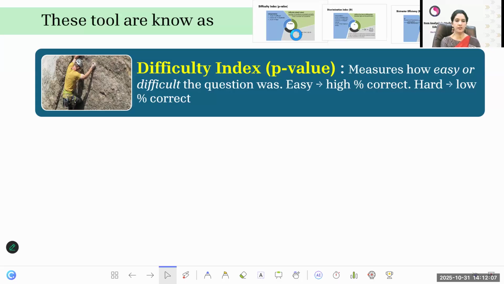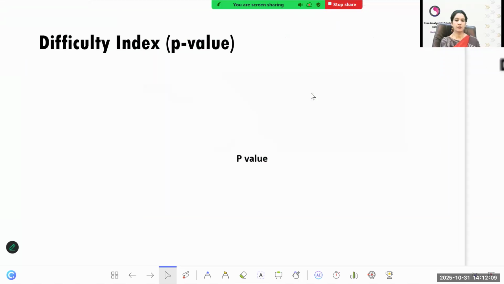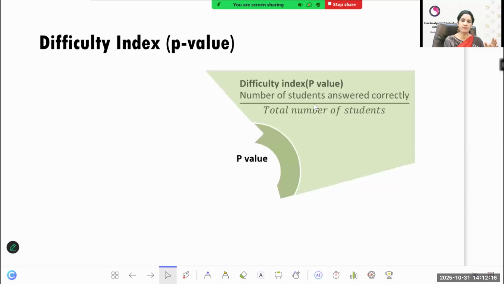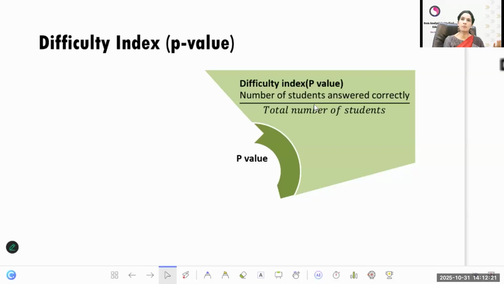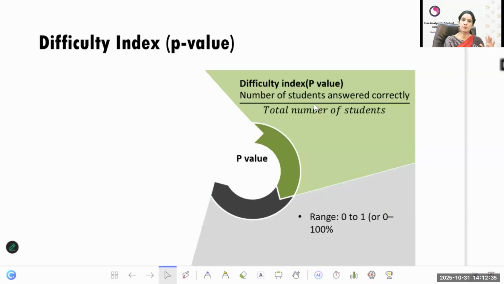So what is this difficulty index? Basically, how is the difficulty index or p-value calculated? It is calculated by the formula: the number of students who have answered correctly, and in the denominator we take the total number of students. So it's the difficulty index or the p-value, also known as the facility value. The range can be from 0 to 100%. That means 0 is very easy, and 100% is very difficult.